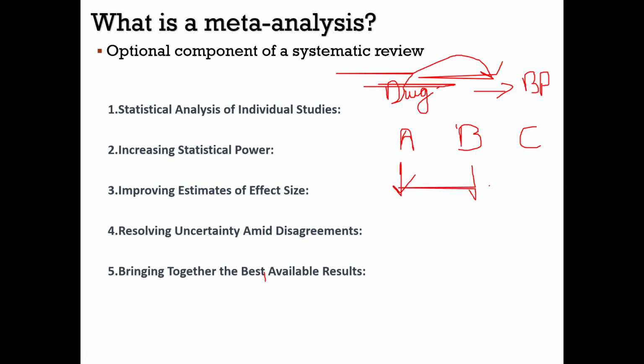However, B did not show that. B was showing that it was reducing the BP, but it was not very significant. Very significant means the p-value should be in a certain range, right? So it was not significant. However, C was not showing any significance at all. It was not increasing, neither decreasing. It was just there the way it is. Now you understood, 3 studies are there, on a drug that helps to reduce the systolic blood pressure.